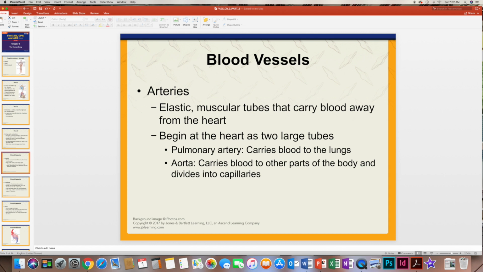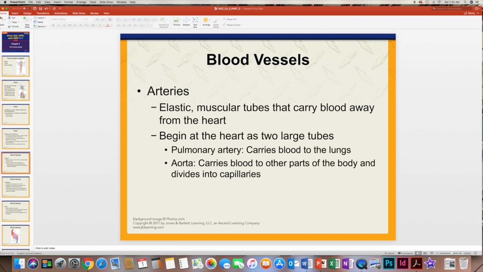There are various blood vessels. Arteries carry blood away from the heart. They are elastic, muscular tubes, and they begin at the heart as two large vessels known as the pulmonary artery and the aorta. The pulmonary artery carries blood to the lungs so that it can get oxygenated, and the aorta takes the oxygenated blood that has been returned to the heart and delivers it to the rest of the body, and it divides out into capillaries.